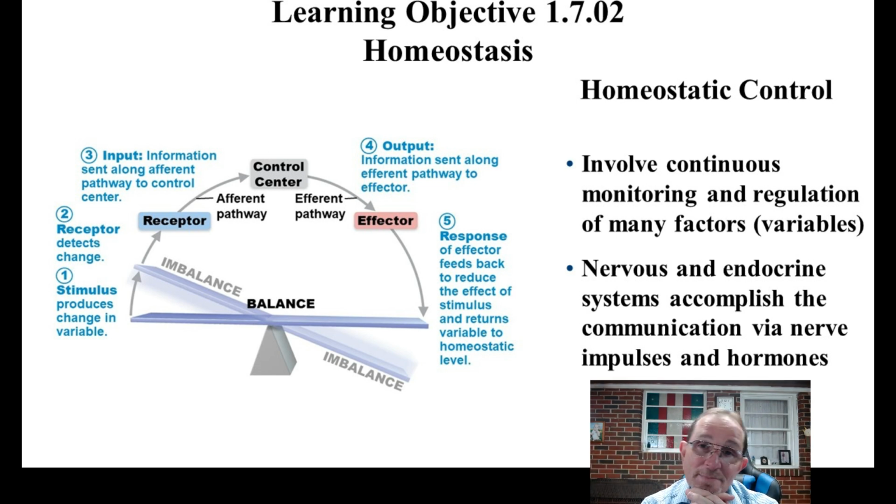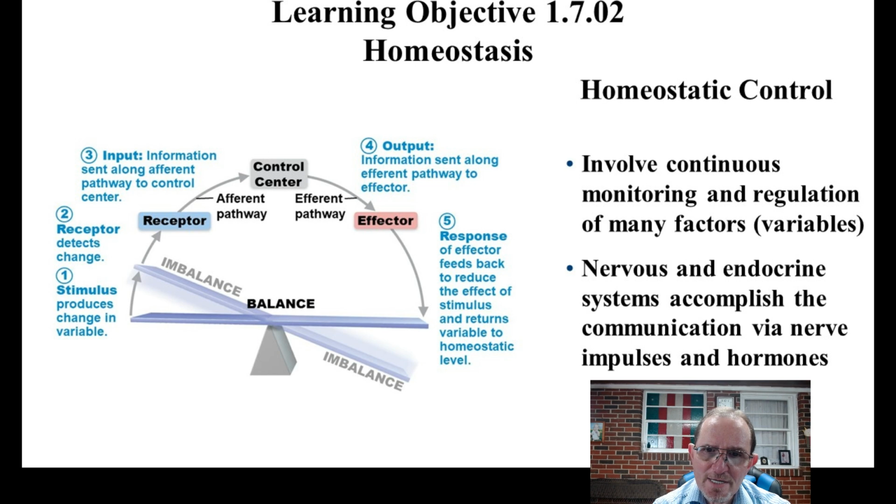And I will tell you something, a lot of healthcare is just exactly that. Something goes out of balance and we push in the opposite direction. We give medications or whatever therapy to try to push in the opposite direction.